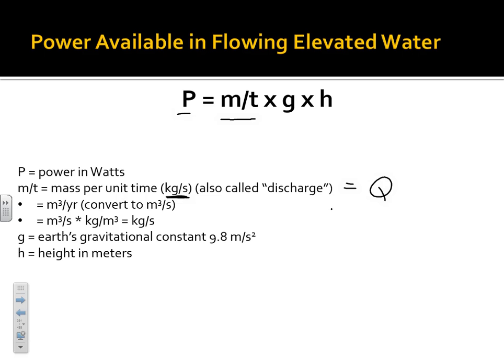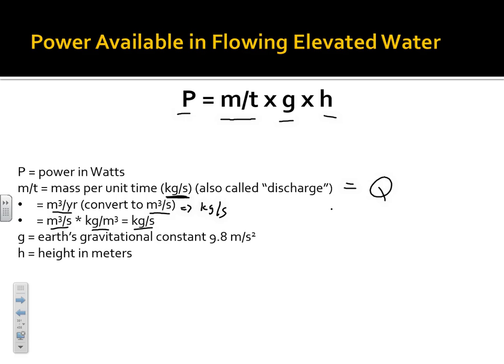You will very rarely actually have kilograms per second given. You could have cubic meters per year, which you can convert to cubic meters per second, which you can then convert to kilograms per second with the simple conversion of density. Maybe it's given in cubic meters per second, and you know how many kilograms per cubic meter there are, the density of water. That'll give you kilograms per second. At any rate, you have to end up with kilograms per second if you're going to do this calculation. G is the force of gravity, and H is height or head, in meters.